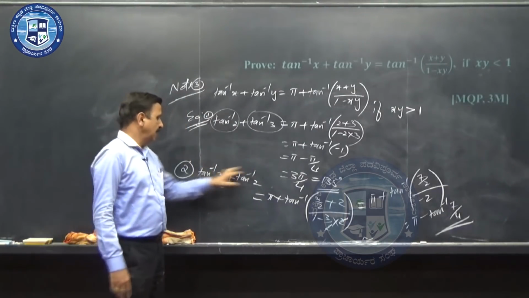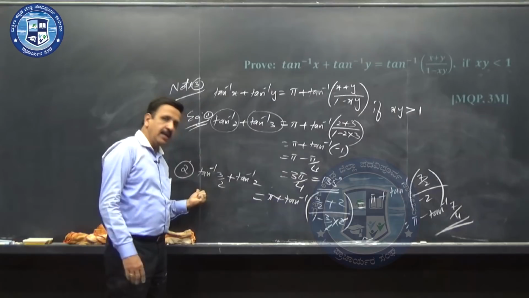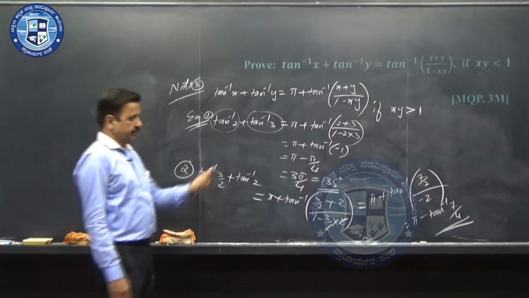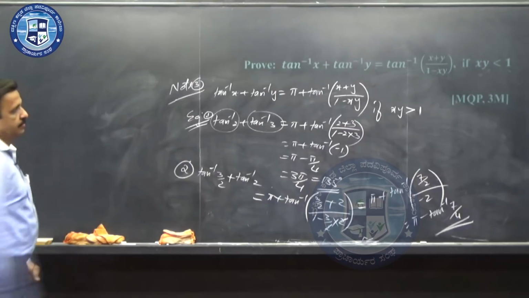This plus this is an angle, this is an angle. If I add these two angles, you will get a second quadrant angle. Come on, write this.